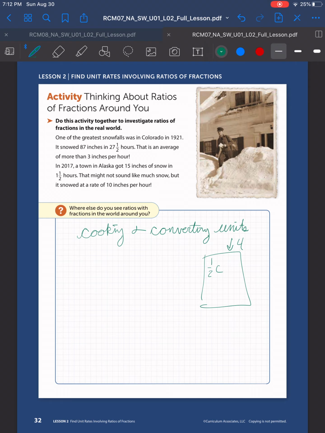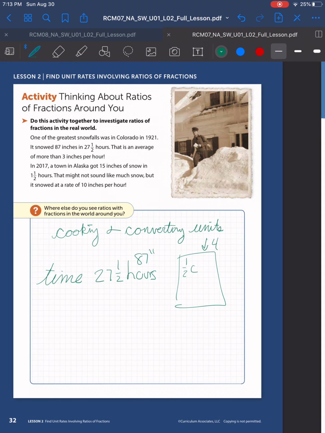I see fractions when we talk about time sometimes. When we talk about hours, like up here in the example, it said 27 and 1/2 hours. So they got 87 inches of snow in 27 and a half hours. What is that like as a rate? Okay. You would just divide to find that rate of 3 inches per hour. So you don't really have to do too much on this. I just wanted to get you guys thinking about ratios of fractions, okay?